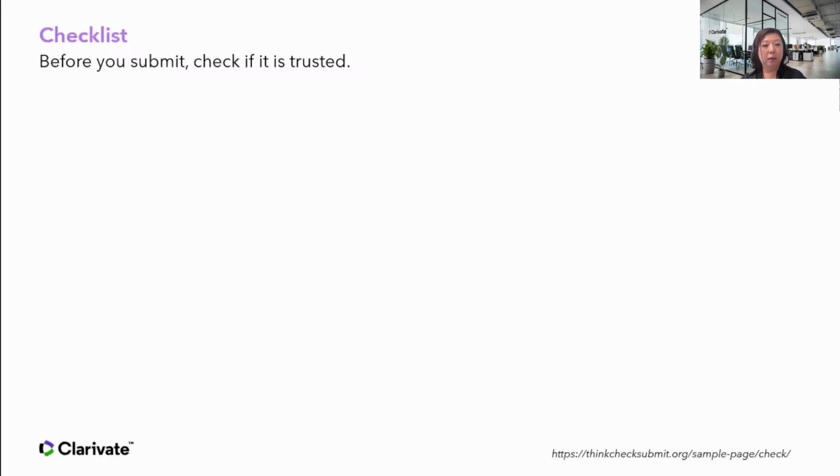journals. For example, this one that I got from thinkchecksubmit.org is kind of like a very simple checklist which you should be asking yourself before you submit your manuscript to any journal. First thing, do you or your colleagues know the journal? Okay, sounds very straightforward, right? But when you're time crunched, you kind of panic and you don't think about all these different simple questions.